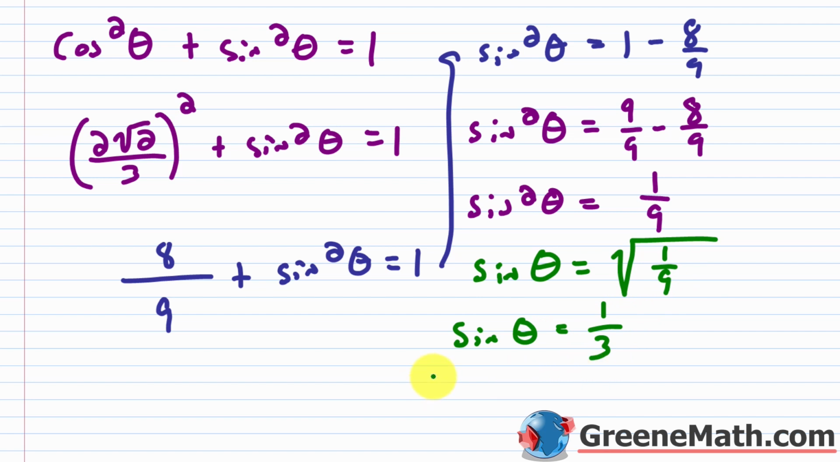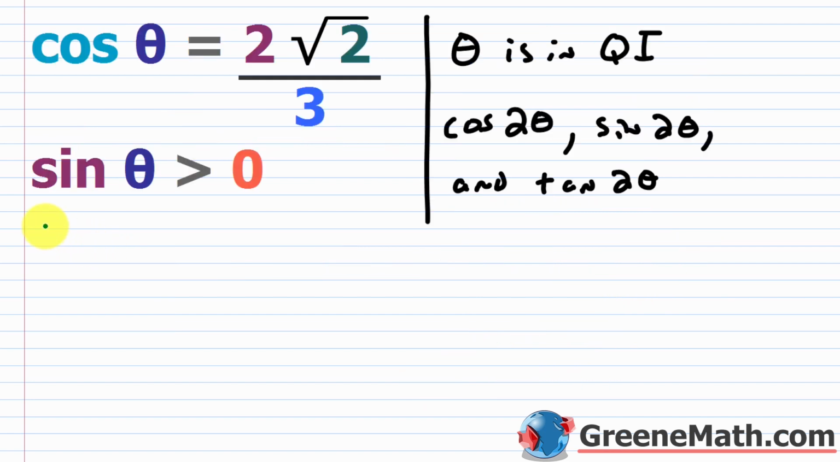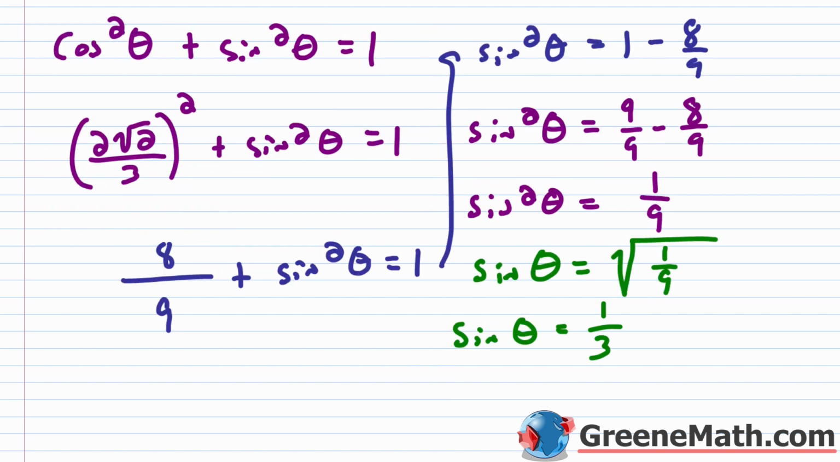So let me just write this up here that the sine of theta is equal to 1/3. Okay, and we'll come back up and we'll use this. Let's come back down here for a second. Let me erase all of this. So I'm also going to need my tangent of theta.